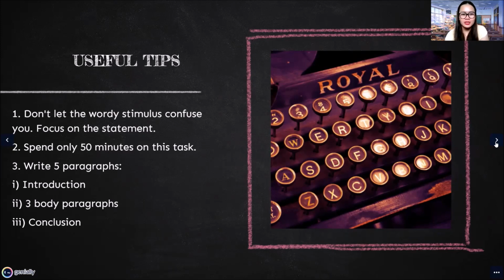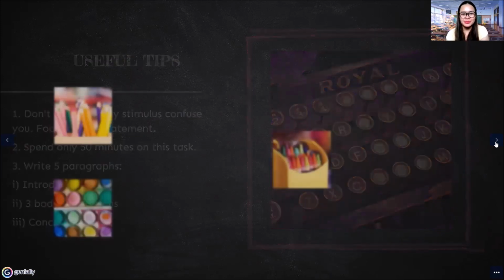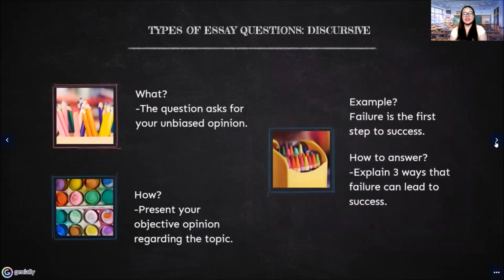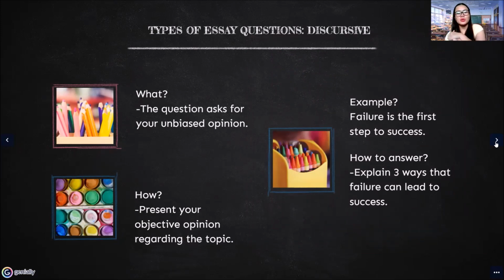Okay, moving on to the next slide. So these are the types of essay questions that you will get. The first one is discursive. Discursive comes with the word discuss or discussion. All right, so basically the question just asks for your unbiased opinion. All right, so what you have to do, you present your objective opinion regarding the topic.